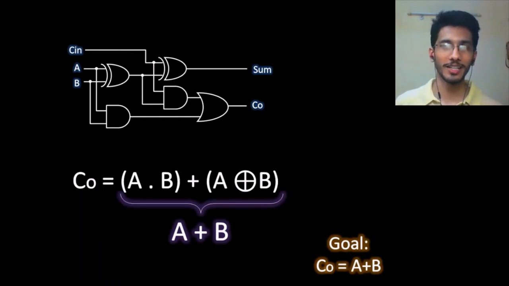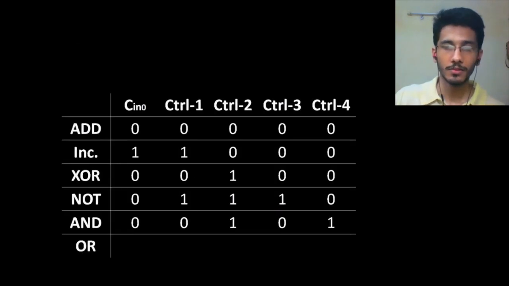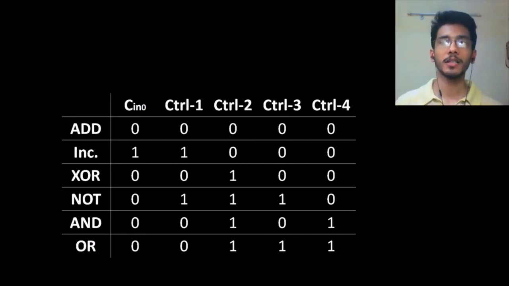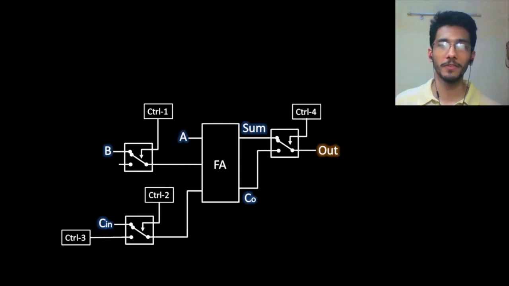So now to get the OR operation, all you need to do is set carry in to 1 and send the carry out signal to the output. So how do you do that? Well, in order to set carry in to 1, we activate control lines 2 and 3. And to send the carry out signal to the output, we activate control line 4. And that completes our control word table. And since we have figured out all the operations we wanted, we don't need to further modify this circuit, and this is the final single bit ALU circuit.